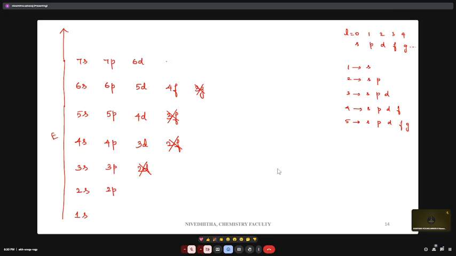6D, 5F. Next. 4G. Is it possible to have a G subshell in the fourth shell? No. That's it. If you write these 7 rows, we can write the electronic configuration for all the elements in the periodic table. We can write 118 electronic configurations.